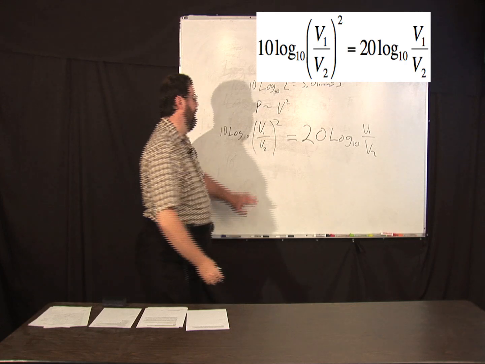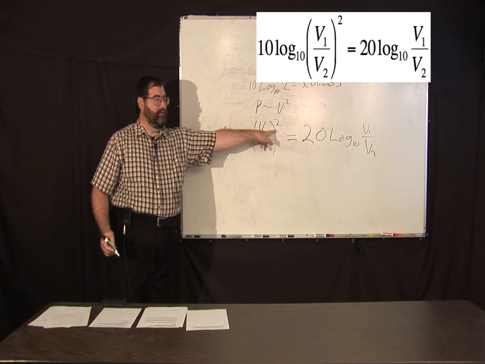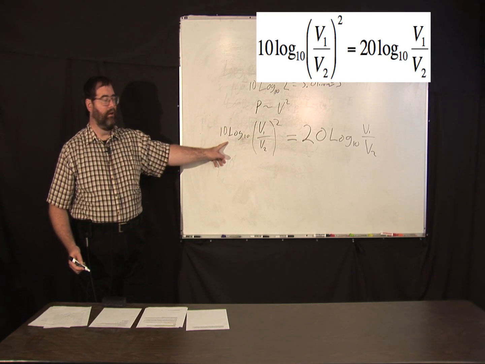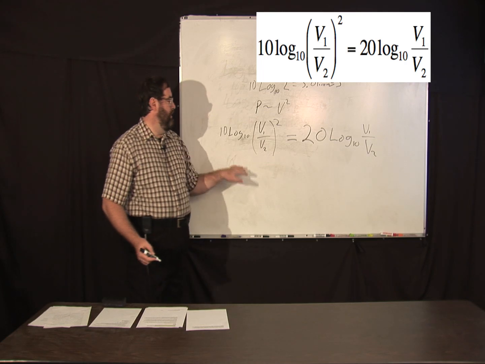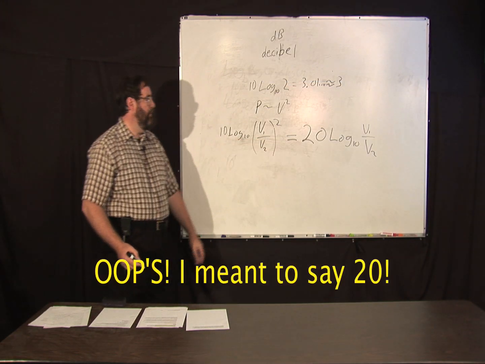So you'll see this a lot for voltage ratios. There's a factor of 20 up front. That's just because this 2, the square term, multiplies the 10 in the definition of a decibel. So if it's power ratio, it's 10. If it's voltage ratio, it's 20. Okay?